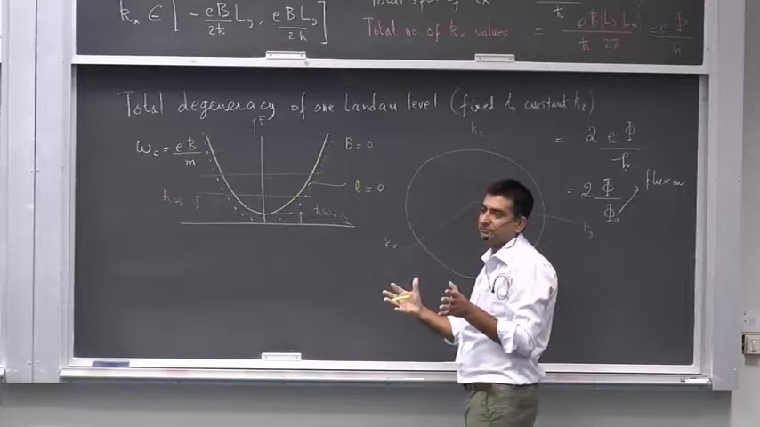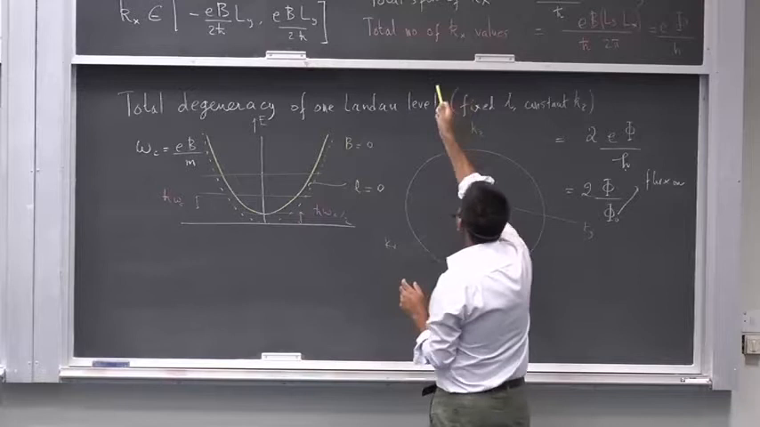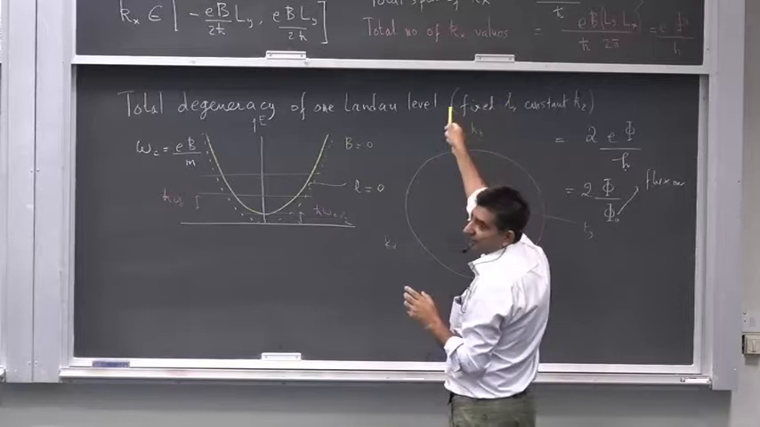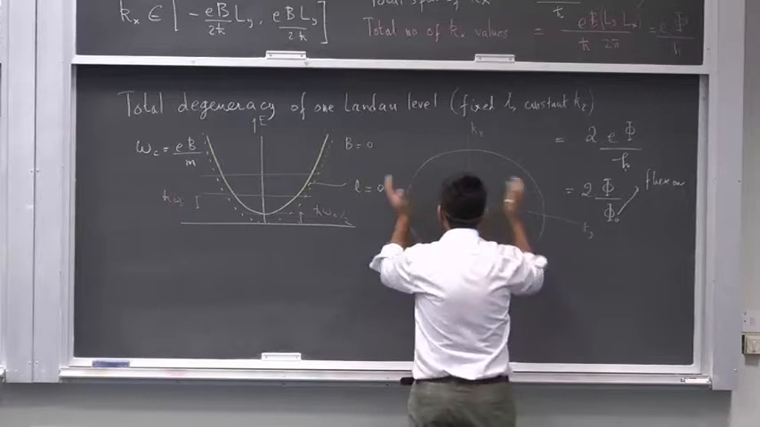Now the new structure that emerges is dictated by the dispersion relationship that's written at the top. That's the dispersion relationship. The energy depends upon the k's. Now if you see how the new structure that emerges in k space is, it looks like the following.